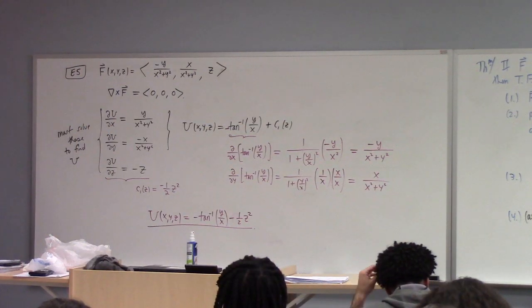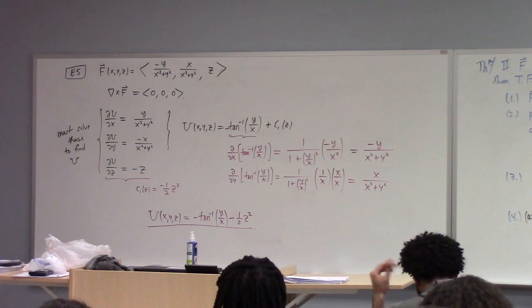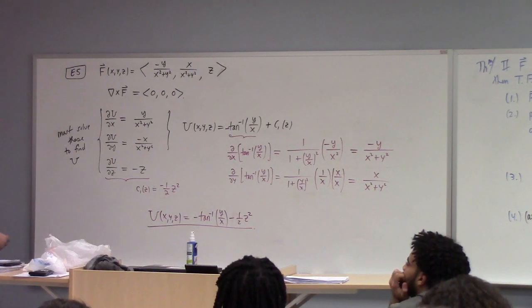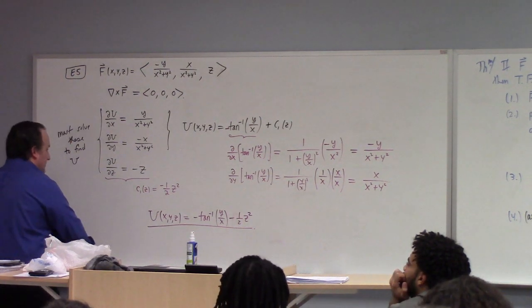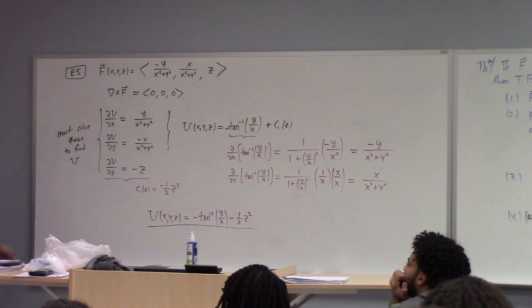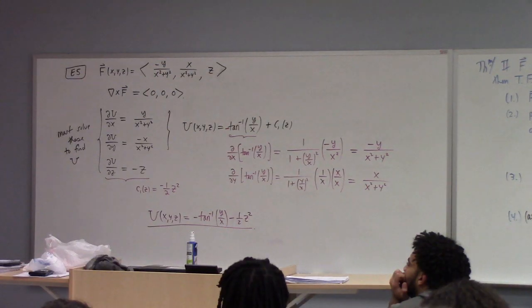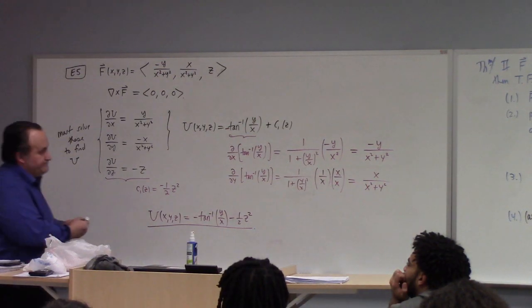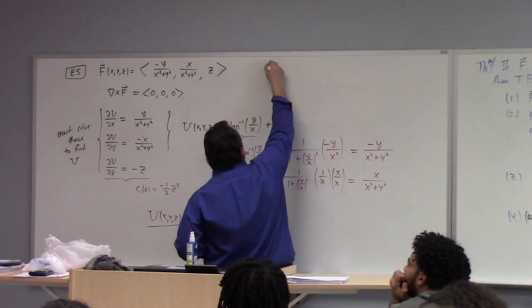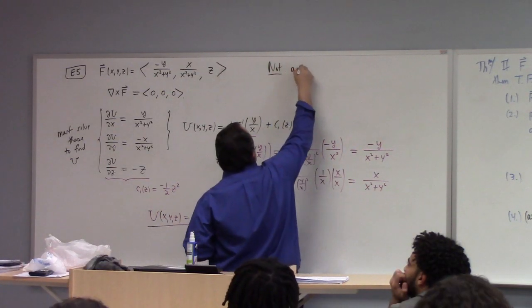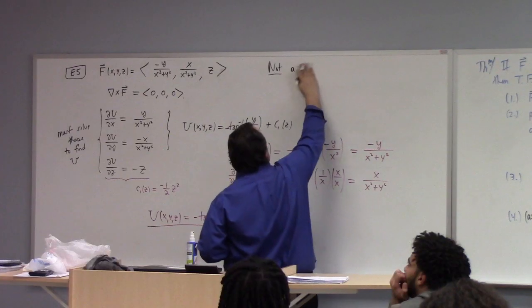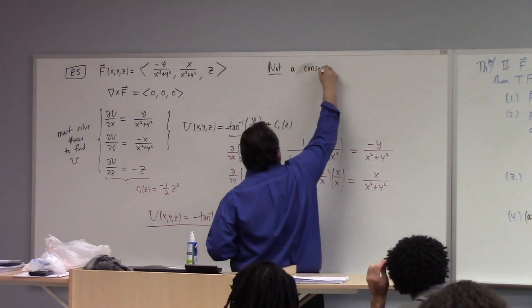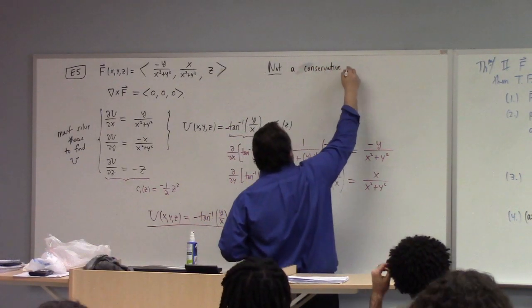But I've got bad news. This is not a conservative vector field. You're like, but you found a potential energy. You showed me the curl was 0. Why is it not a conservative vector field? All right. Let me make that sentence complete. This is not a conservative vector field on its domain. So unless we say otherwise, when we talk about conservative, we're talking about the domain of the vector field.